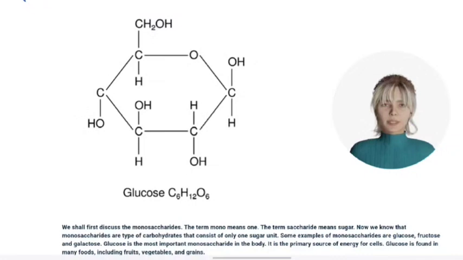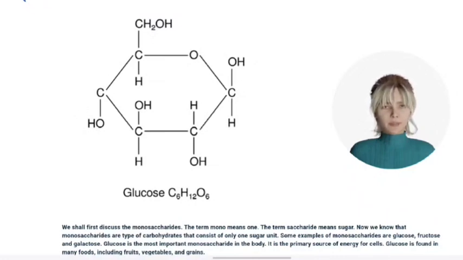We shall first discuss the monosaccharides. The term mono means one. The term saccharide means sugar. Now we know that monosaccharides are a type of carbohydrates that consist of only one sugar unit. Some examples of monosaccharides are glucose, fructose, and galactose.